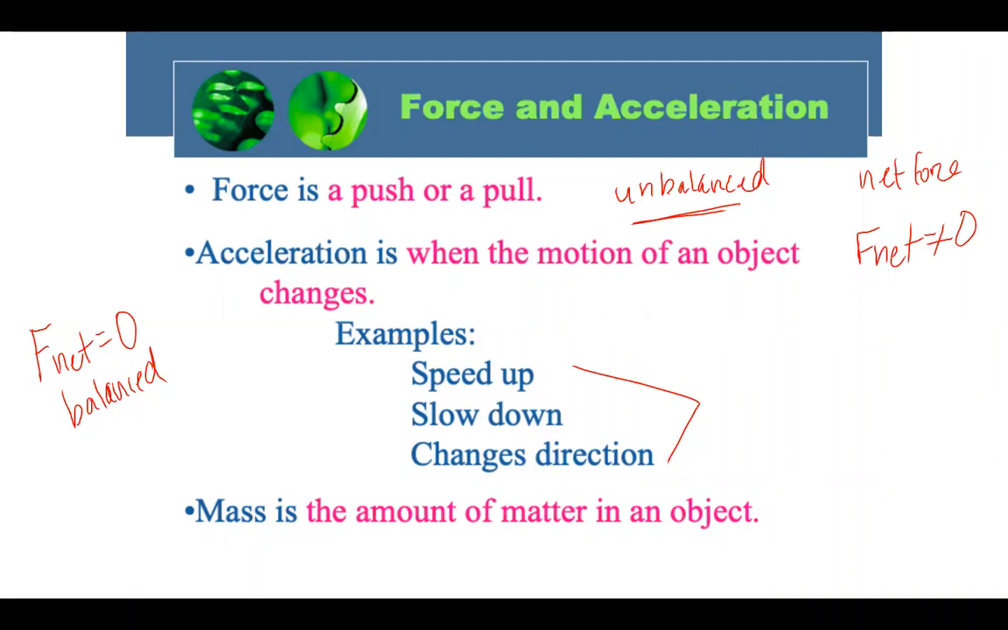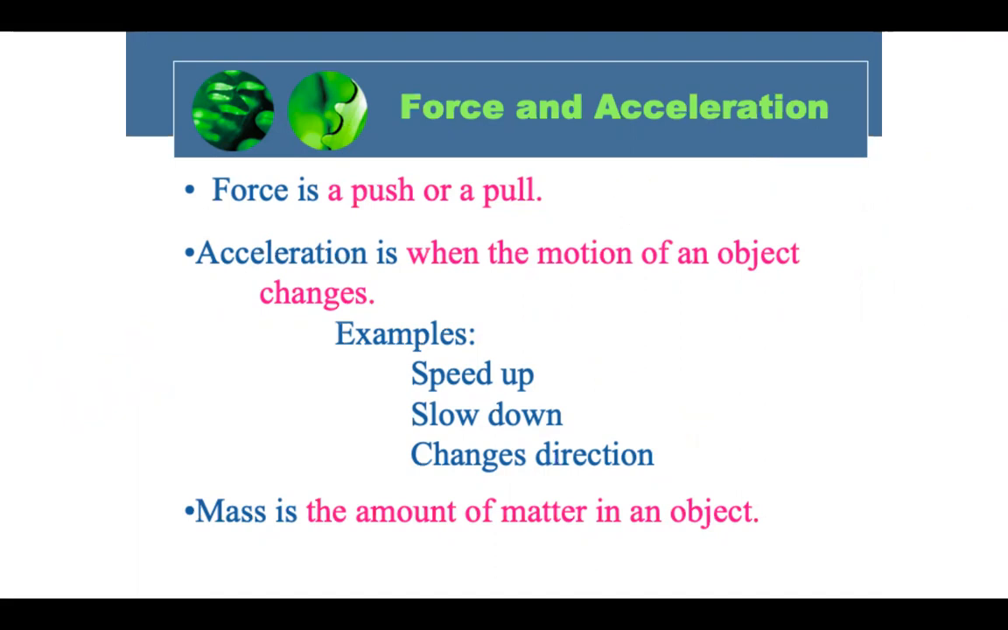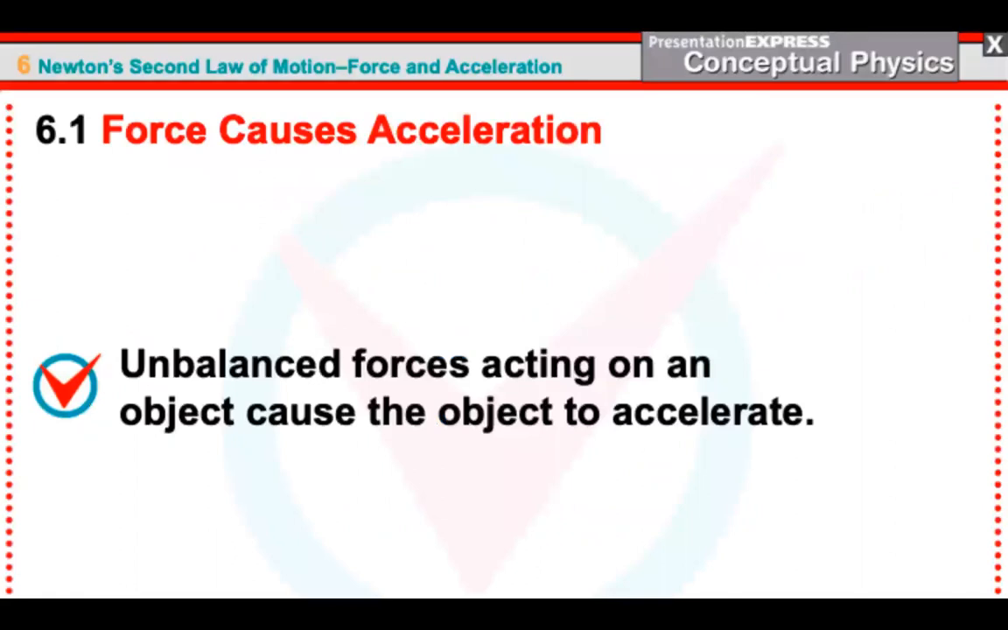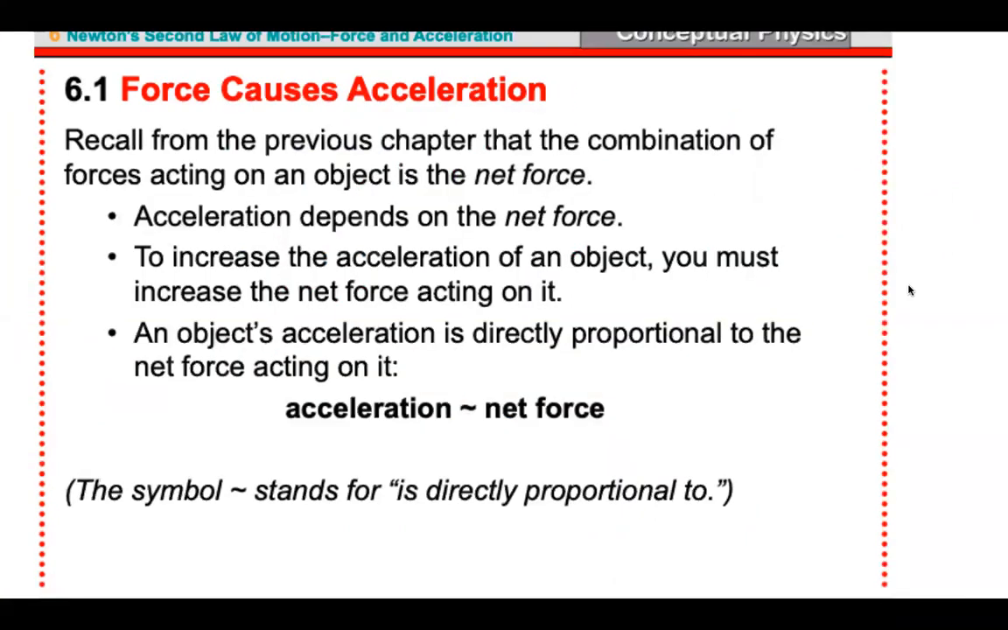Now, how much acceleration is produced depends on the amount of mass, or how much material is in the object. Let's go ahead and look at this more clearly. It's that unbalanced force that causes our change in motion, or our acceleration. And really, the more unbalanced force we apply, the bigger the acceleration. This is a direct relationship: as one goes up, the other will also go up. If you double the net force acting on an object, it'll produce twice as much acceleration. That's what it means when we say it's directly proportional.